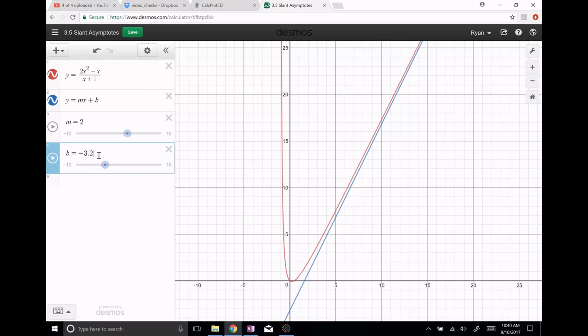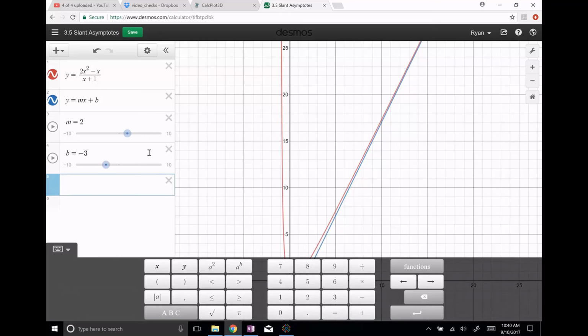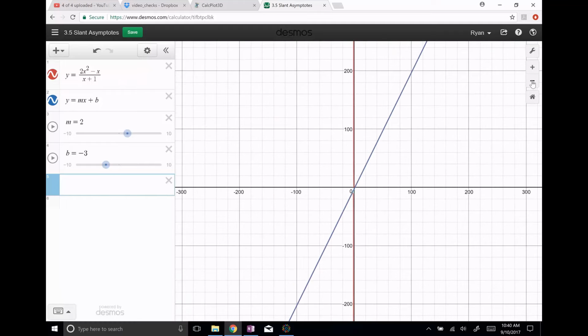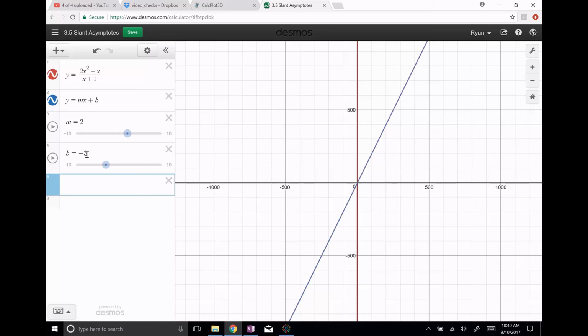What happens if I change this to -3? I'm just thinking it's kind of weird for my answer to be -3.2. So -3 also looks good, but maybe from this picture it's hard to tell. As you zoom out, either -3 or -3.2, they both look pretty good. So which is it? And that's where we need to use our good old friend, polynomial long division, to help us figure out exactly what it is. But right now we're thinking 2x minus 3 looks pretty good.